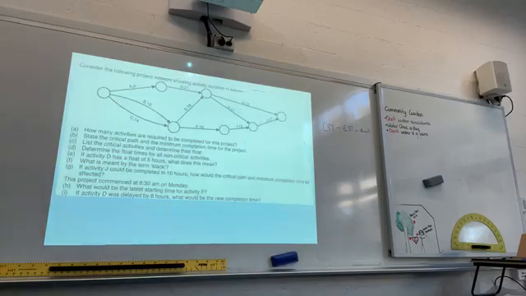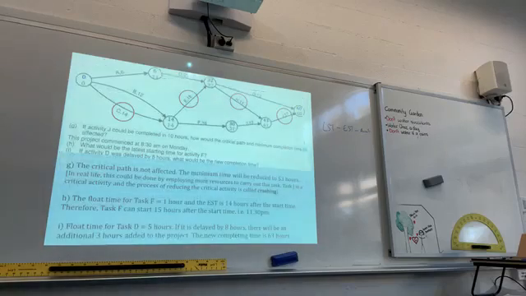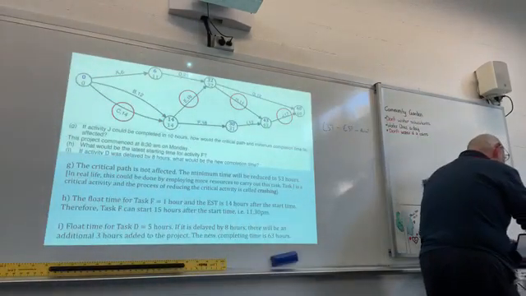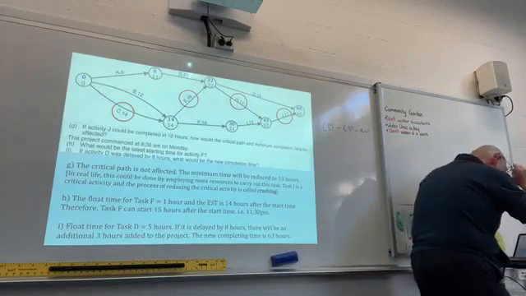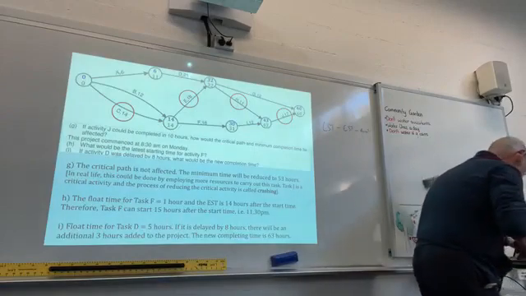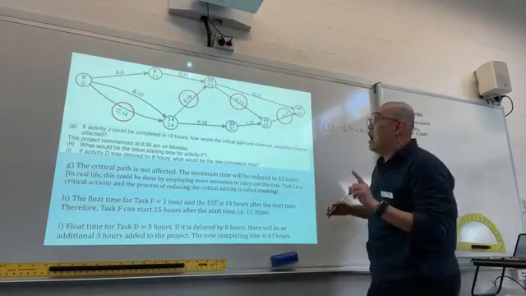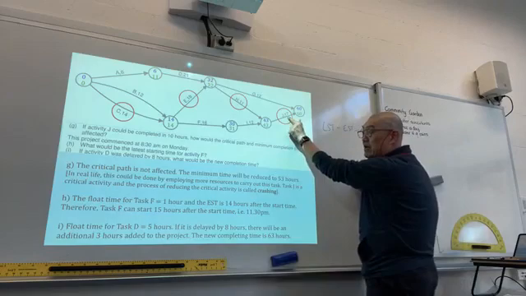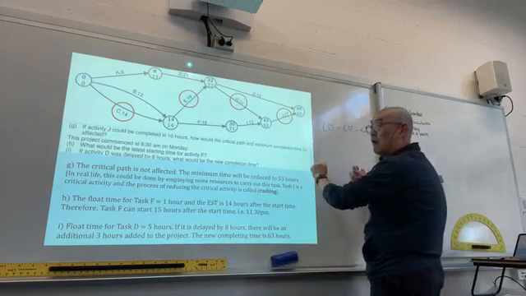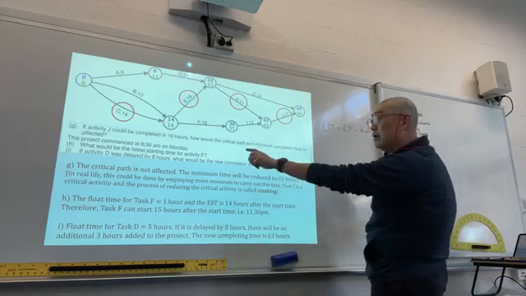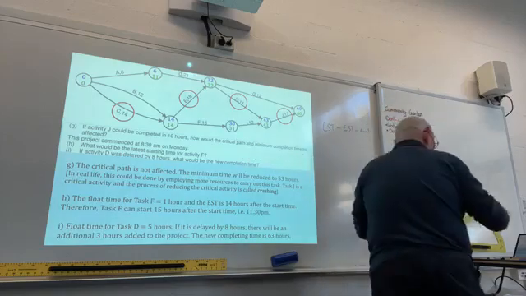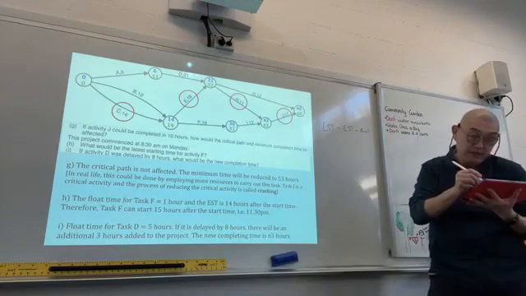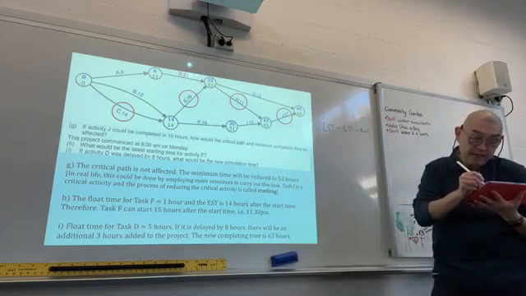Now, G. Let's have a look at G. If activity J could be completed in 10 hours, how would the critical path and minimum completion time be affected? So now, instead of 17, it is now, hang on, read the question, in 10 hours. How would the critical path and minimum completion time be affected? So let's say this is 10.